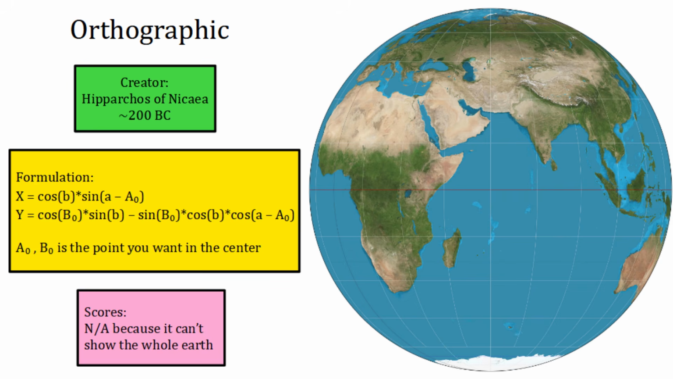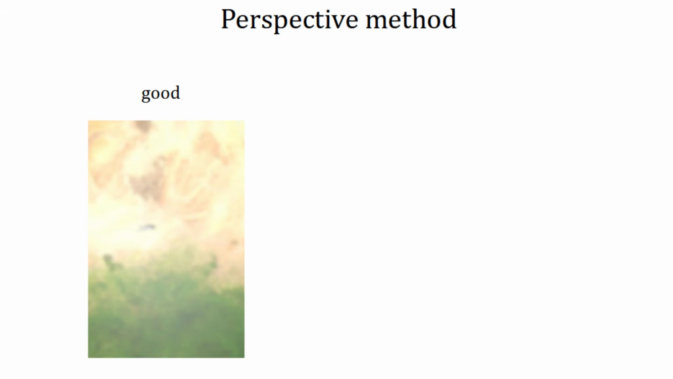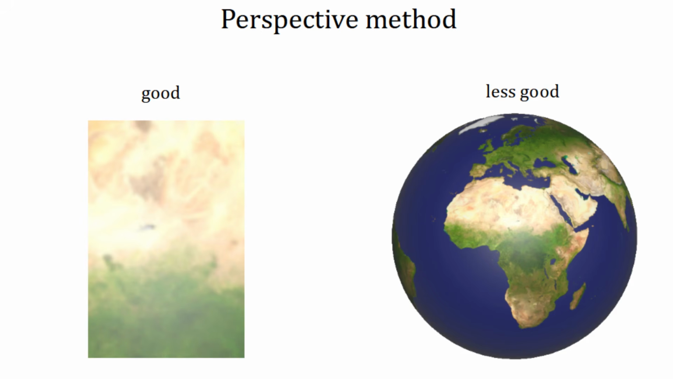The thing about these perspective methods is that they can't show the whole Earth. For that reason, they're probably one of the best ways to show a single region, but one of the worst ways to show the whole Earth.